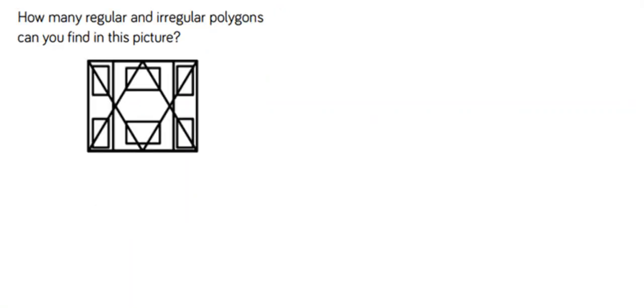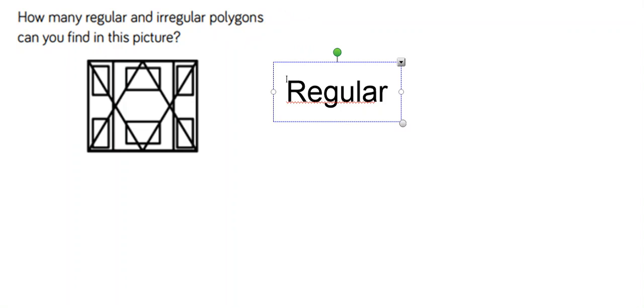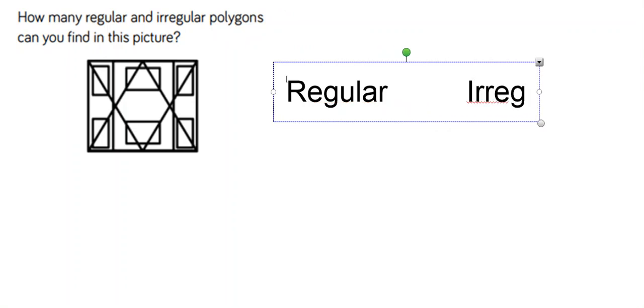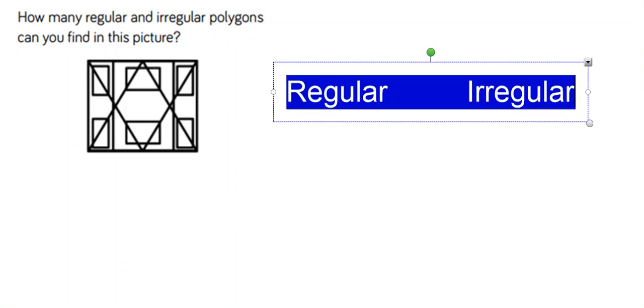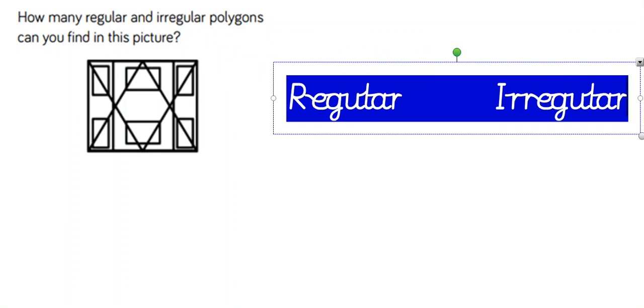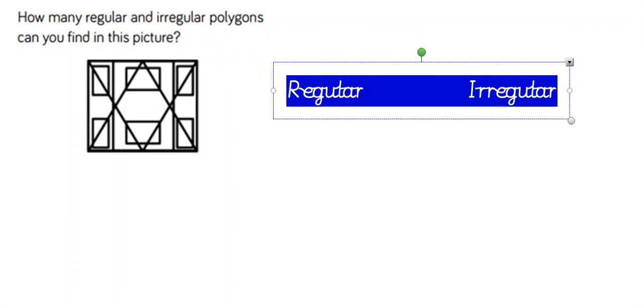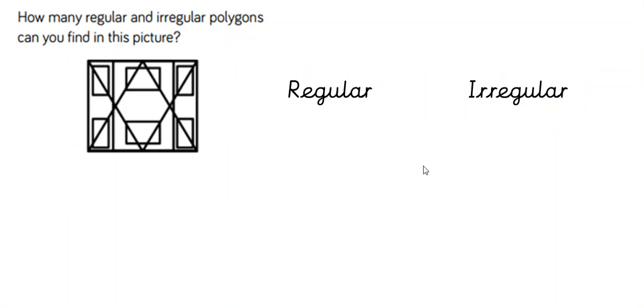If you would like an extra challenge today, I would like you to have a go at this question. It says, how many regular and irregular polygons can you find in this picture? So if I was you, I would create a table. I would write a regular side and an irregular side. Okay, and then underneath that, I would list the regular polygons that I find, and then I would list under irregular polygons all the irregular polygons that I would find. Okay?